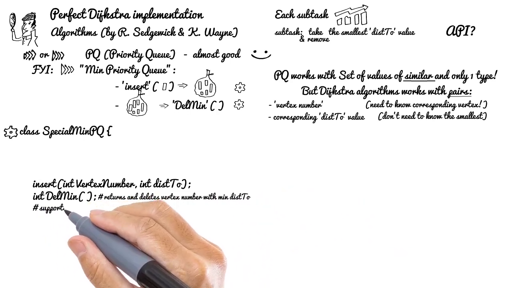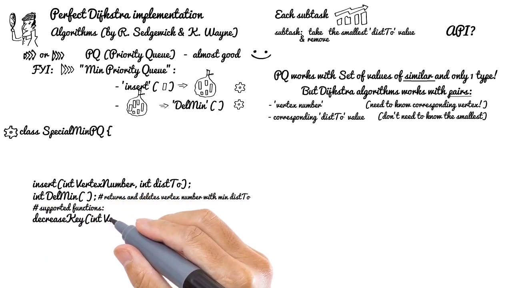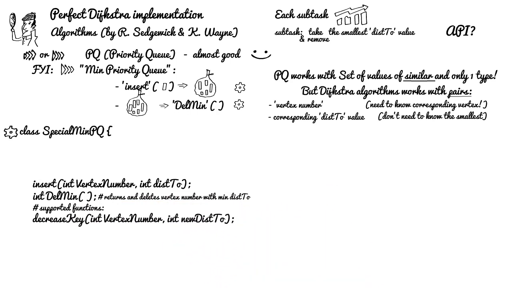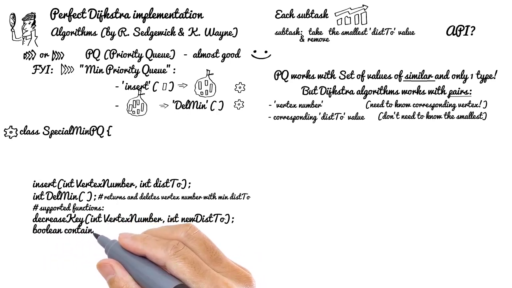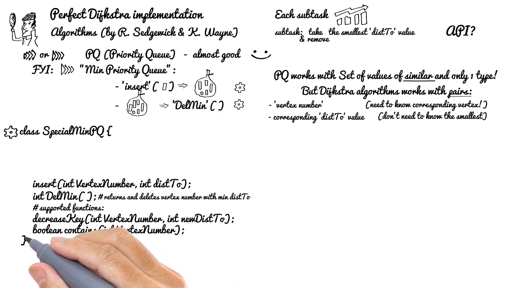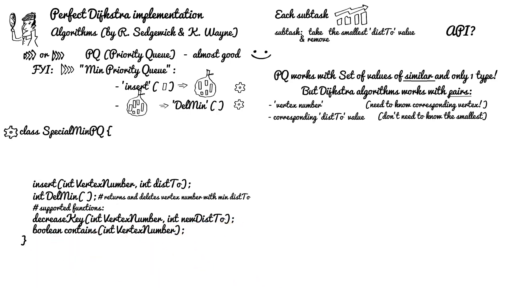And a couple of additional functions: decrease key, to decrease overall distance from the starting vertex to the current vertex given as an input value, along with the corresponding distance to value. And another contains function, which checks whether we have a vertex number in our PQ.